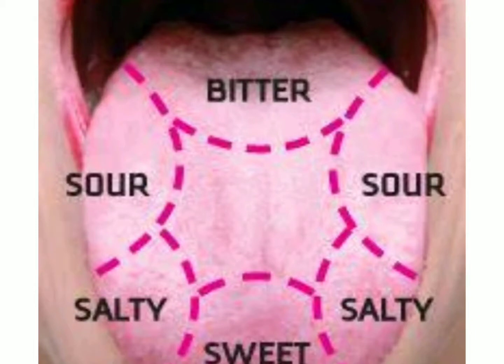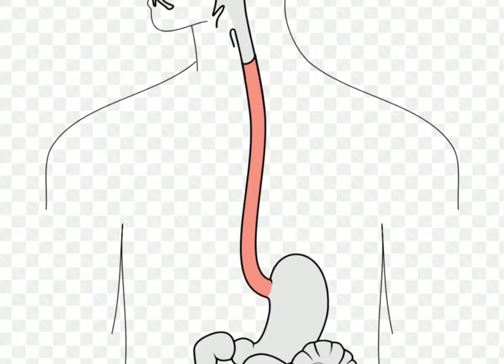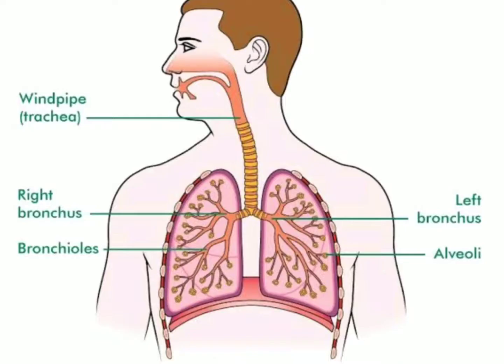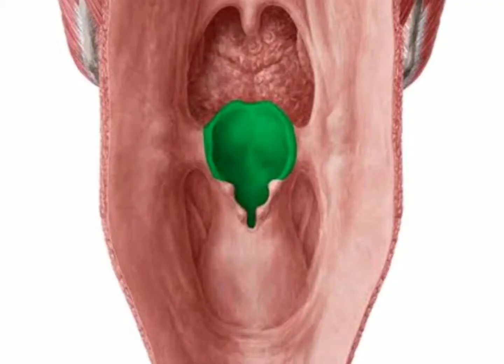Now the oral cavity leads to a short pharynx, which serves as a common passage for food and air. And the pharynx is connected to the esophagus, which is the food pipe, and the trachea, which is the windpipe. Here you can see the trachea. A cartilaginous flap called epiglottis is also present in the pharynx, which prevents the entry of food into the glottis. Glottis is the opening of the trachea or windpipe. Here you can see the epiglottis. It is a leaf-like structure highlighted in green.